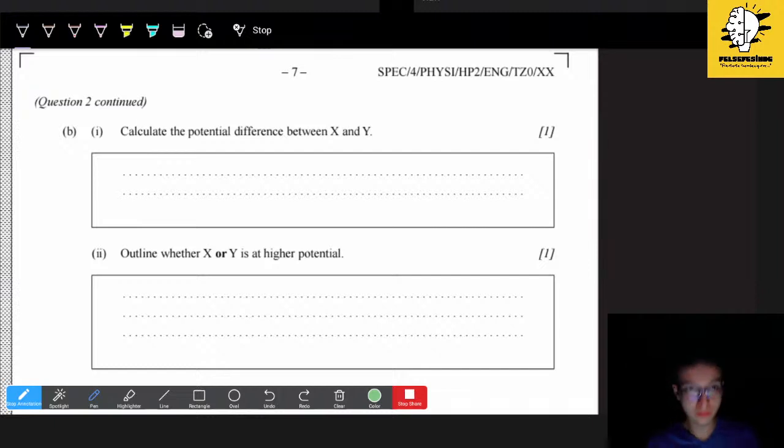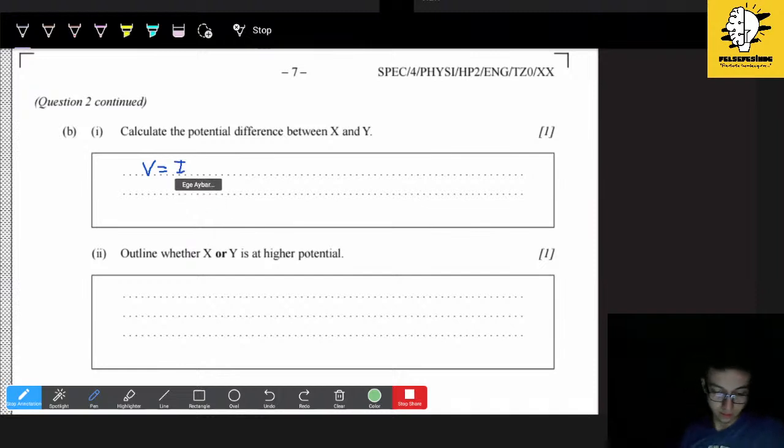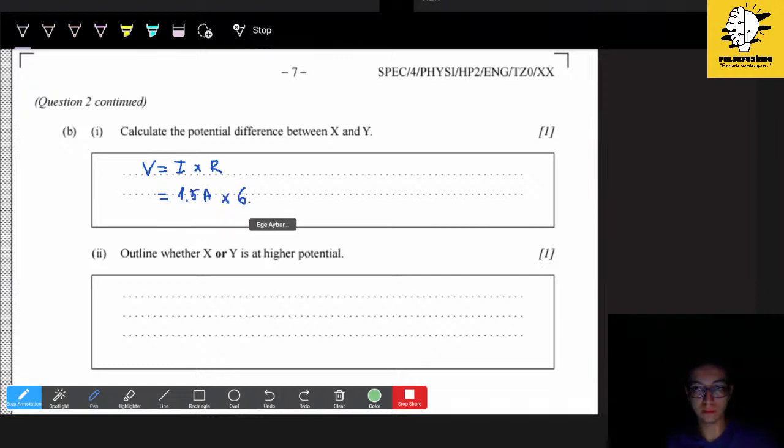Okay. Calculate the potential difference between X and Y. So, in our equation we know that voltage is equal to current times resistance, and Burak just found that current is 1.5 ampere and resistance is 6, as you can see in the diagram, where we found 9 volts. Yep. And let's see the other question.